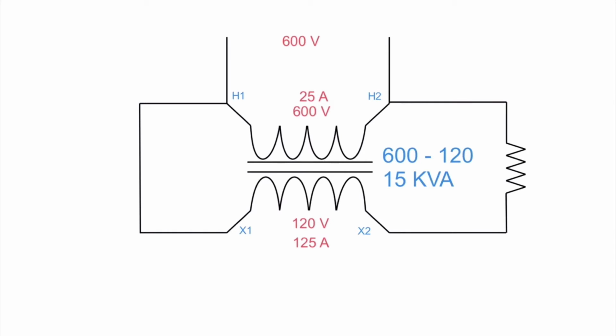So there we go. I've gone 15,000 divided by 600 to get 25 amps rated on the high side, 15,000 divided by 120 volts to get 125 amps rated on the low side.